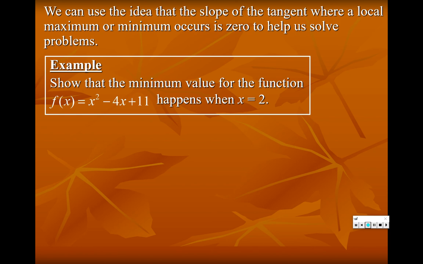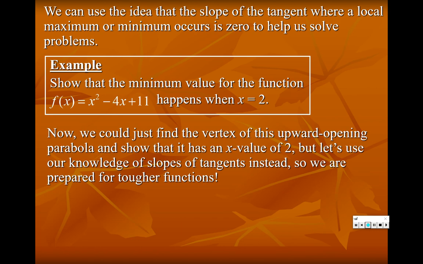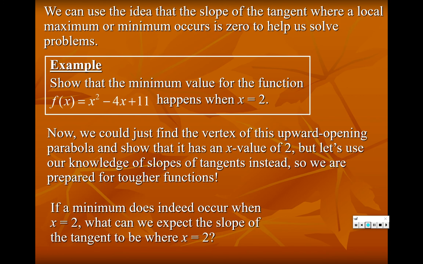But using what we've learned here, there's a more powerful method. We could find the vertex of this upward opening parabola and show it has an x value of 2. Well, let's use our knowledge of slopes to get us ready for tougher functions. Degree 3, degree 4, degree 5, exponent 3, exponent 4, exponent 5, whatever. If a minimum does indeed occur at x equals 2, what can we expect the slope of the tangent to be where x equals 2? We're expecting 0. We should see a 0 slope there.